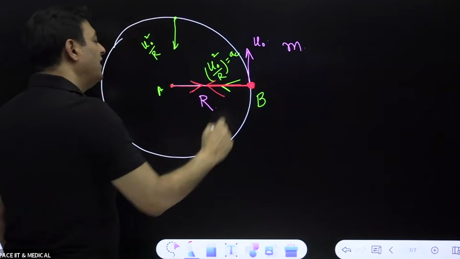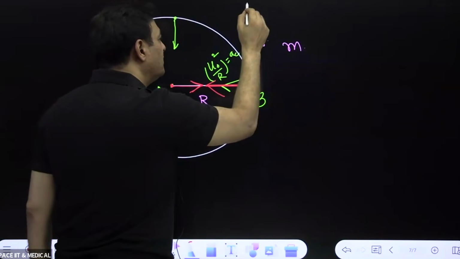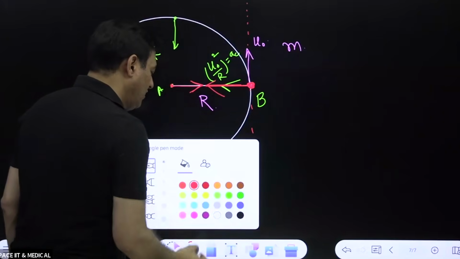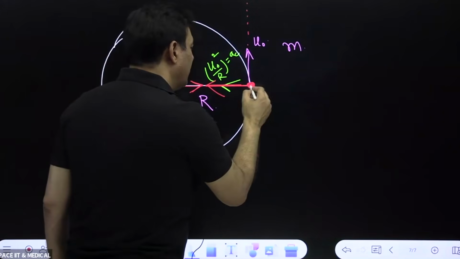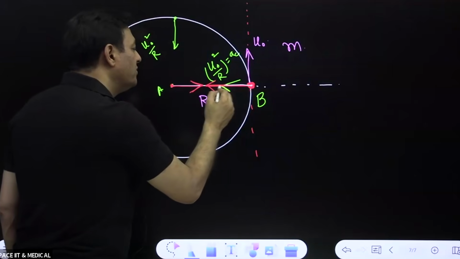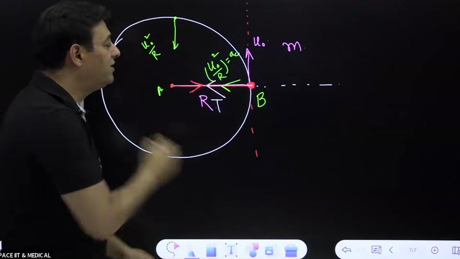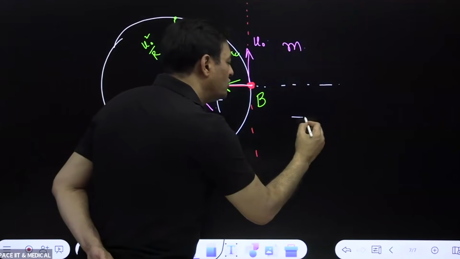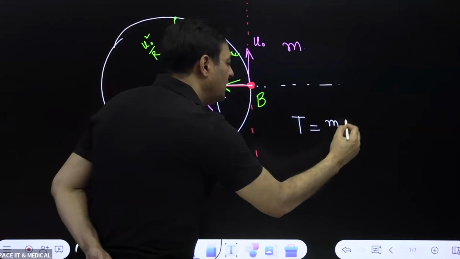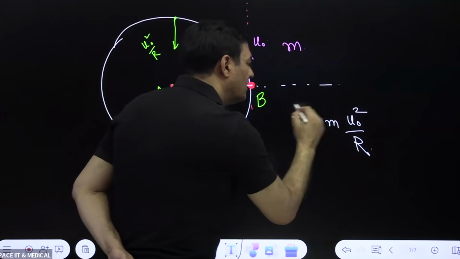Now tell me, if I observe this body from the ground, there is only one force acting in the radial direction, and in the tangential direction we don't have any force. What equation should I write in the radial direction? I am assuming this direction to be positive, and the tension we assumed is T. So what equation do we write? Net force towards the center: T should be equal to mass into acceleration. This is the tension.